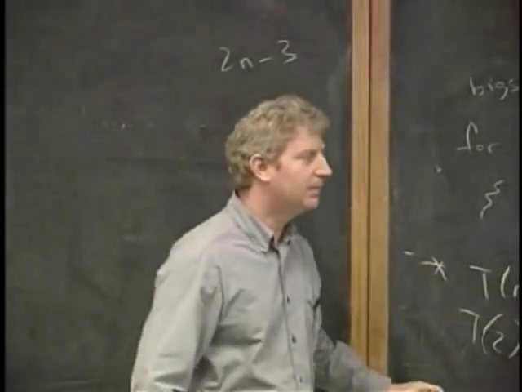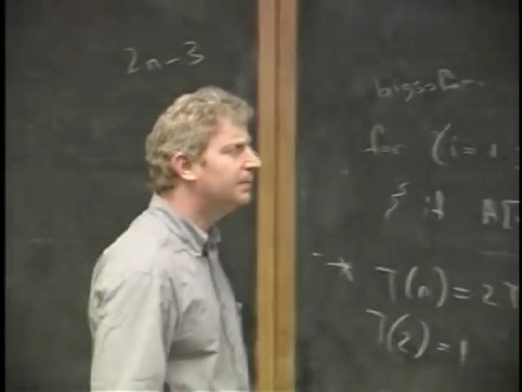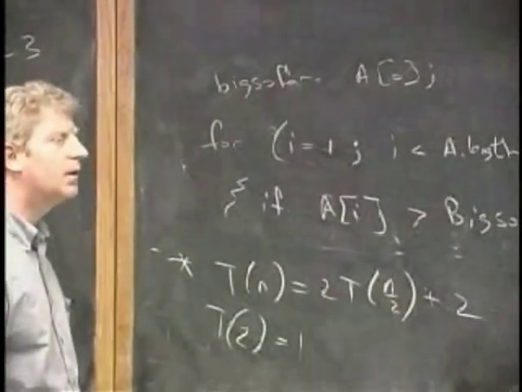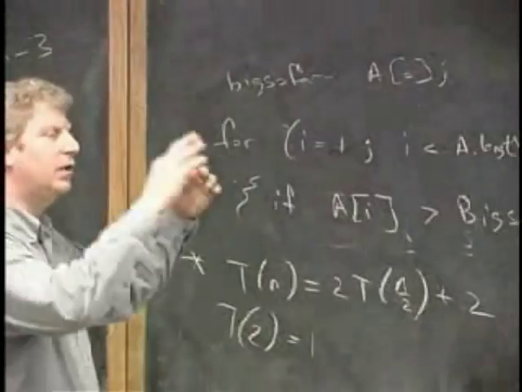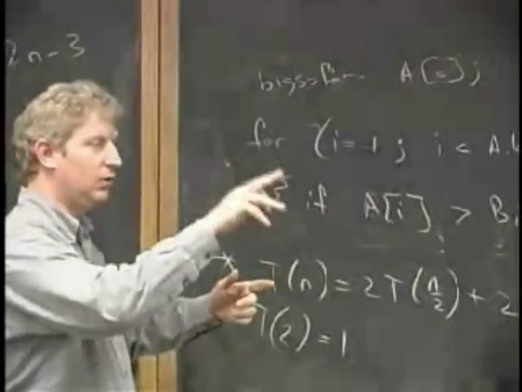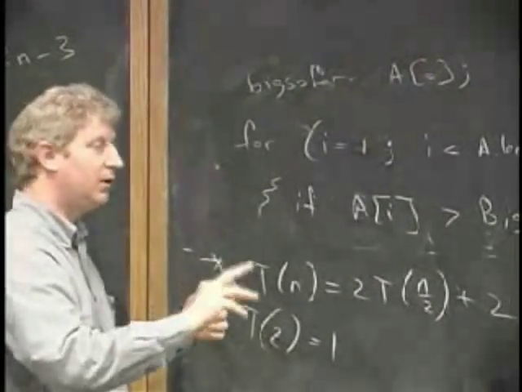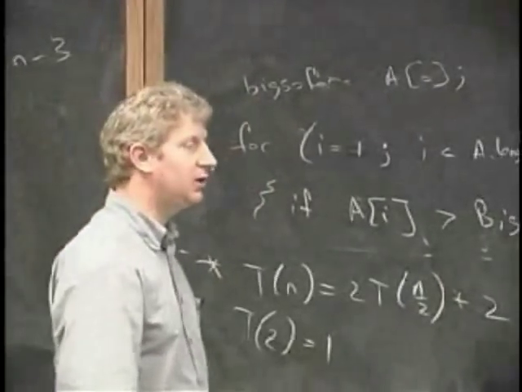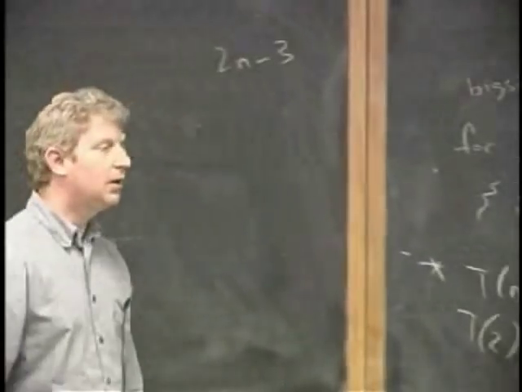Isn't that the right equation, though? I think it is. You're saying that you're splitting it in half and doing both, max and min? Yeah. So we have two halves. Tn over 2 is the time to do each half. Okay. So I got two of those. And then when I'm done, I have two comparisons left. I think it's right. Isn't it right, EJ? Okay. Your Tn is the double comparison.